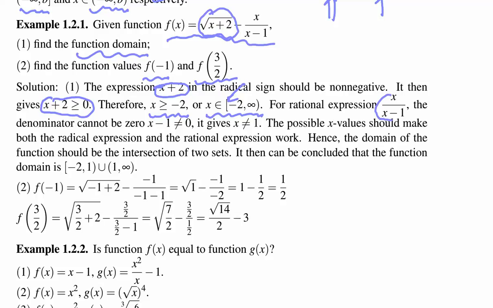For a rational expression, the denominator cannot be 0. Because if the denominator is 0, then the rational expression is not defined. X minus 1 is not 0, so x cannot be 1.